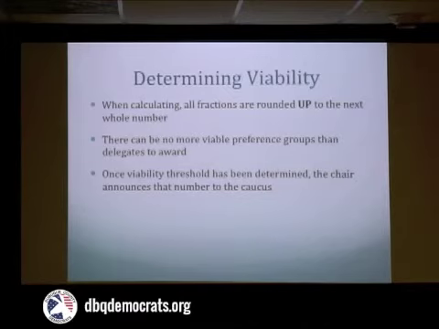Once viability has been determined, the chair announces that number to the caucus, and I will repeat this throughout the presentation: that number does not change, ever, throughout the caucus. The viability threshold remains the same no matter what. For the rest of the caucus, that is the number for what the viability threshold is.